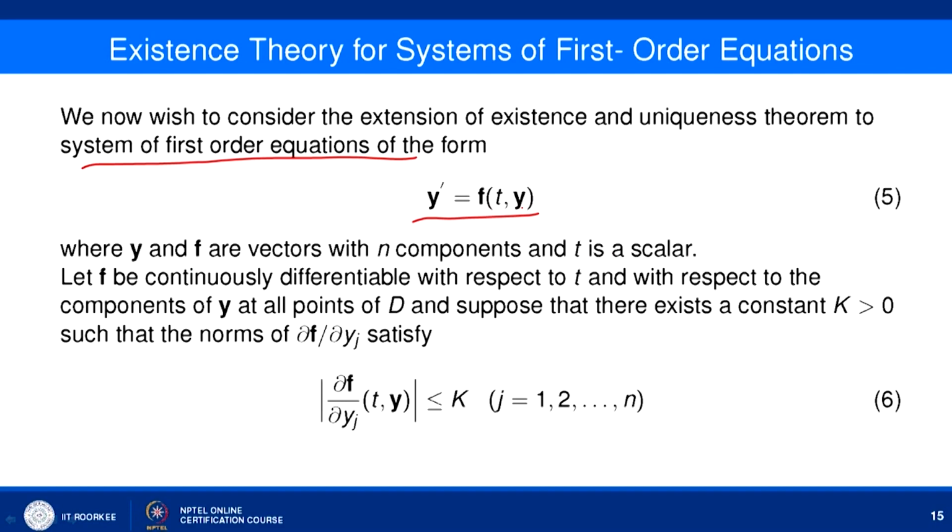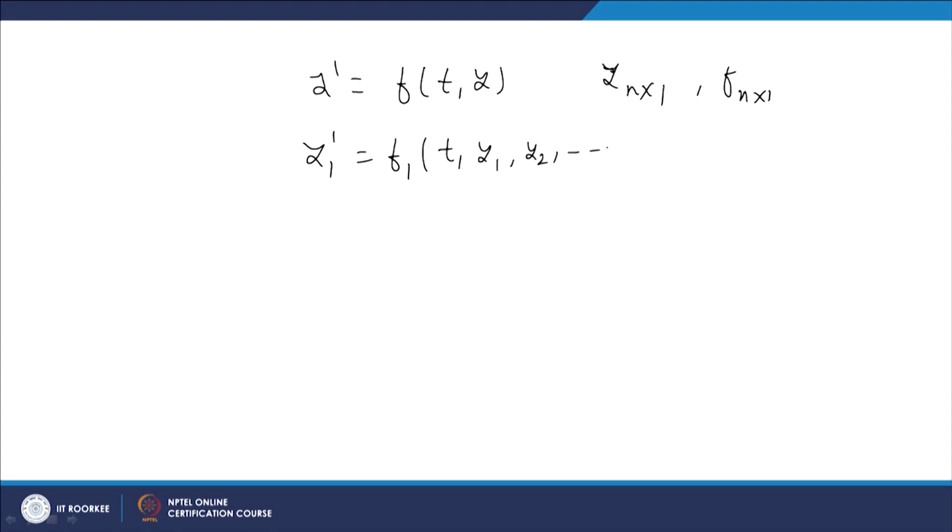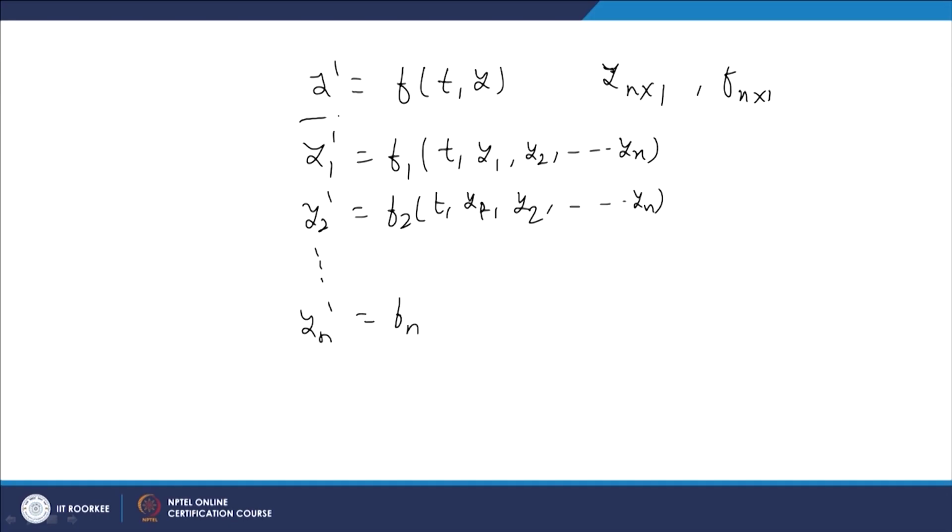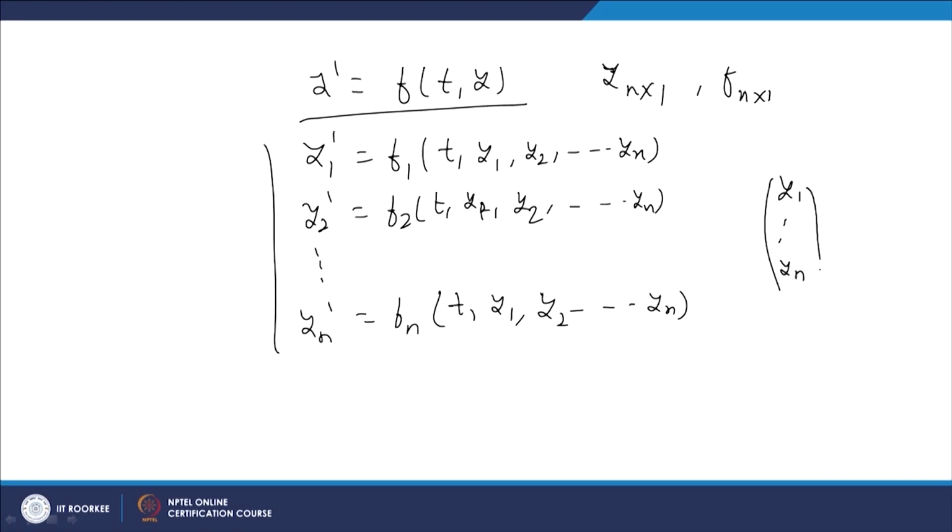So I can write this as the following. Here we have y dash equal to f t y, where y is a vector of dimension n cross 1. Similarly f is also a vector of n cross 1, and we can write this as y1 dash equal to f1 t y1 y2 up to yn. Similarly y2 dash equal to f2 t y1 y2 up to yn, and so on. So it means that y dash equal to f t y represents this system of first order ordinary differential equations.